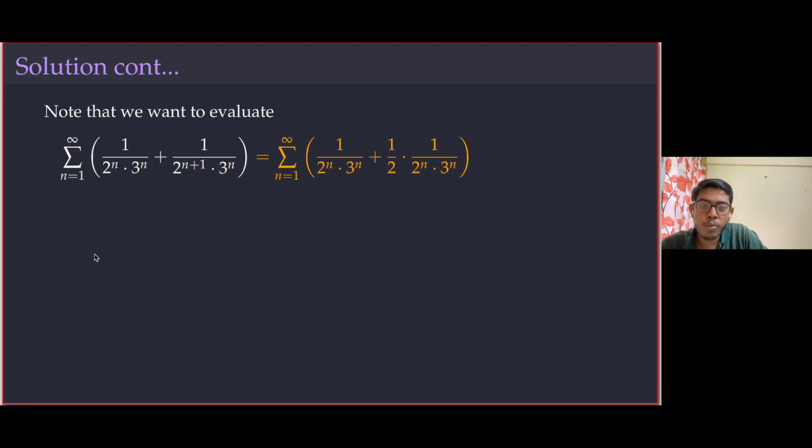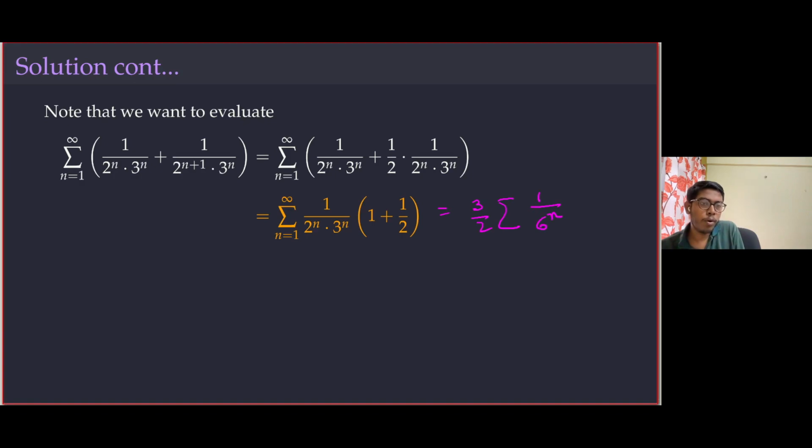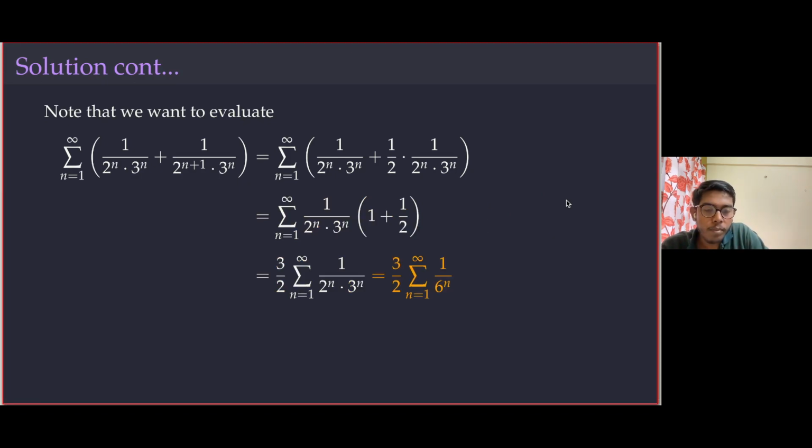So this is what I have written: I can write 1 by 2 to the power n times 3 to the power n plus 1 by 2 times this. Now I will take 1 by 2 to the power n, 3 to the power n as common, and I have this. And this is 3 by 2 times 1 by 6 to the power n. Now I know what the geometric series and sum is, and hence what is the sum?